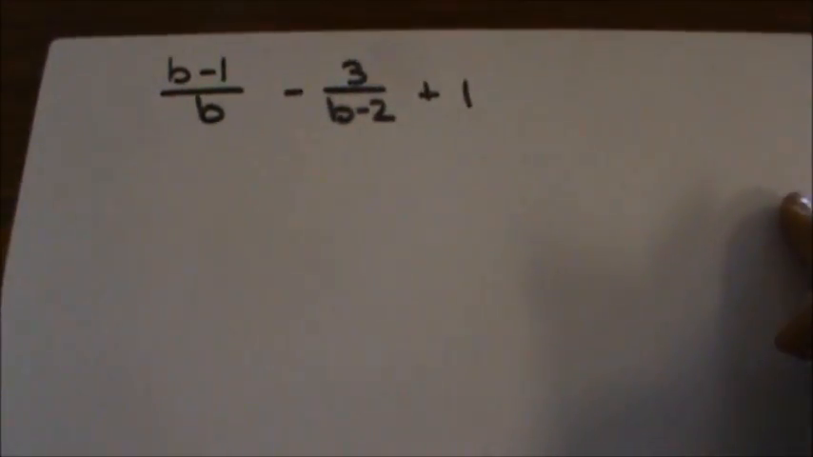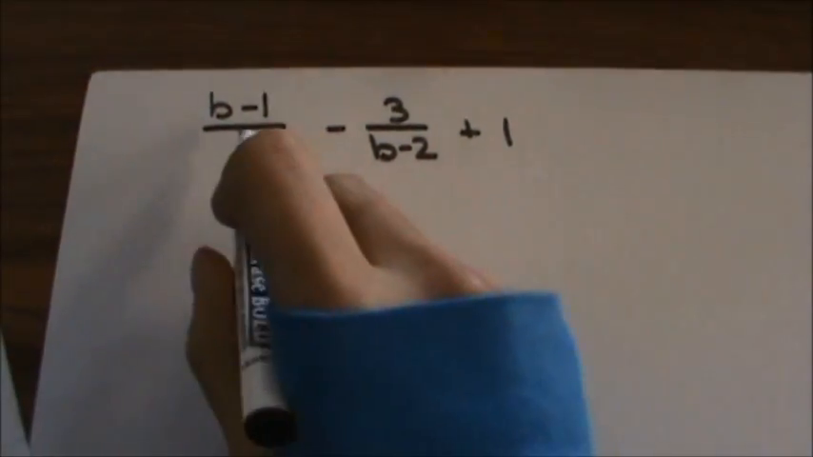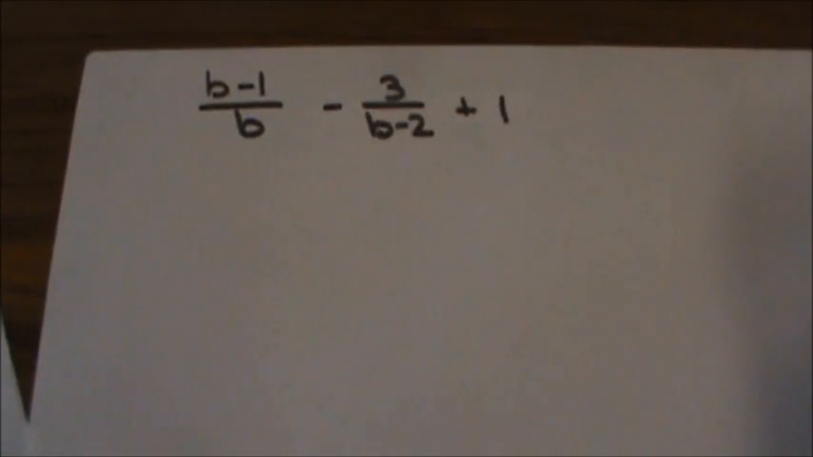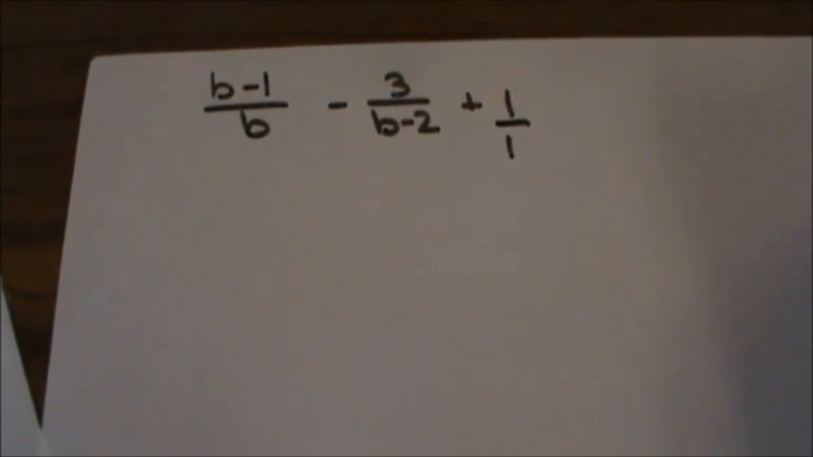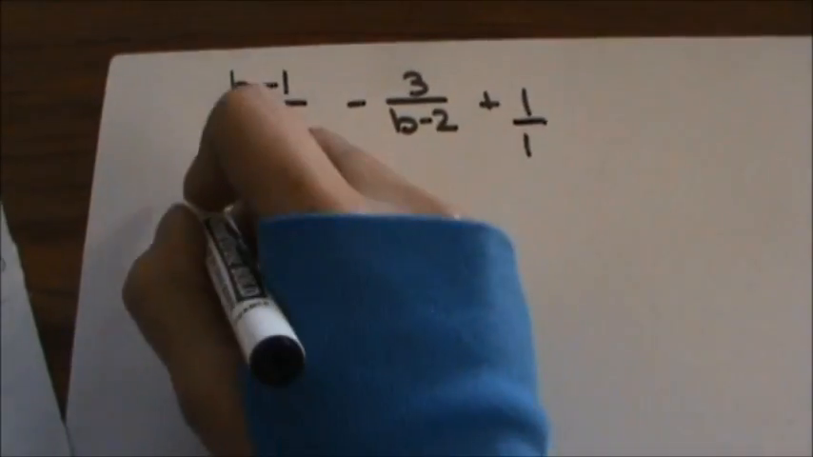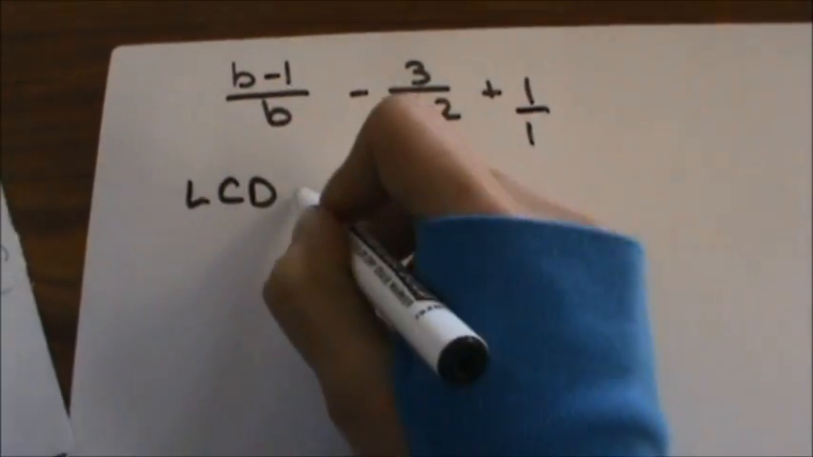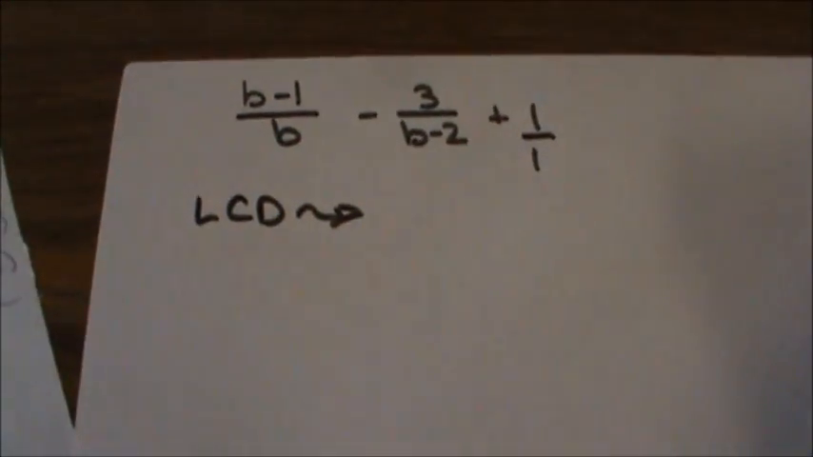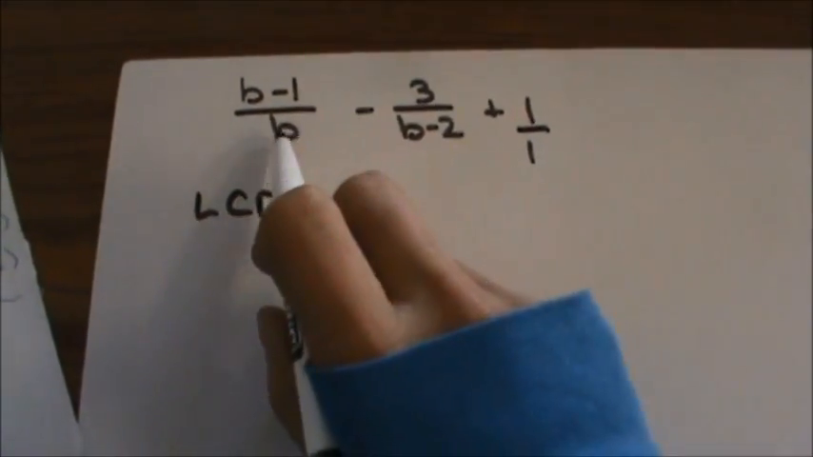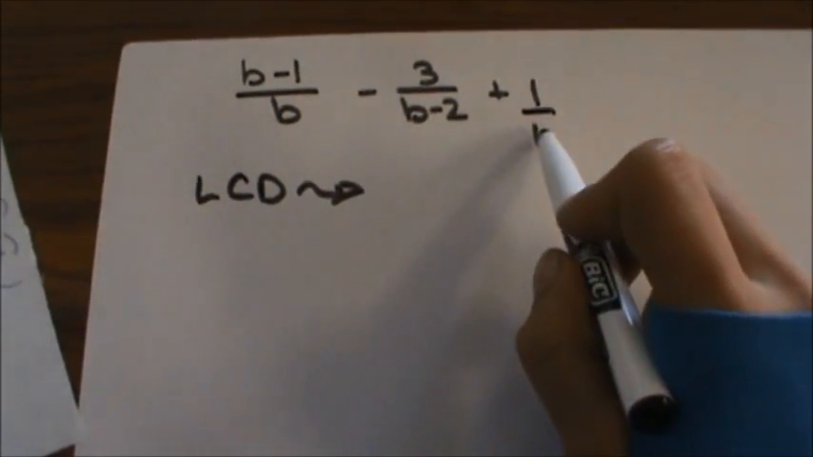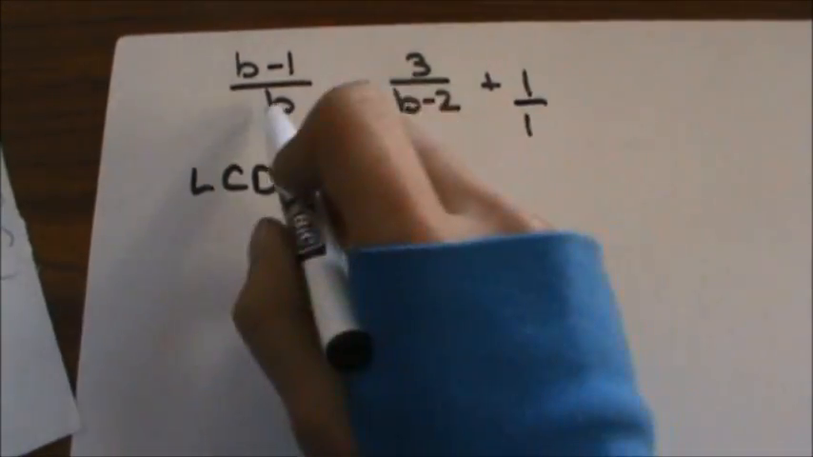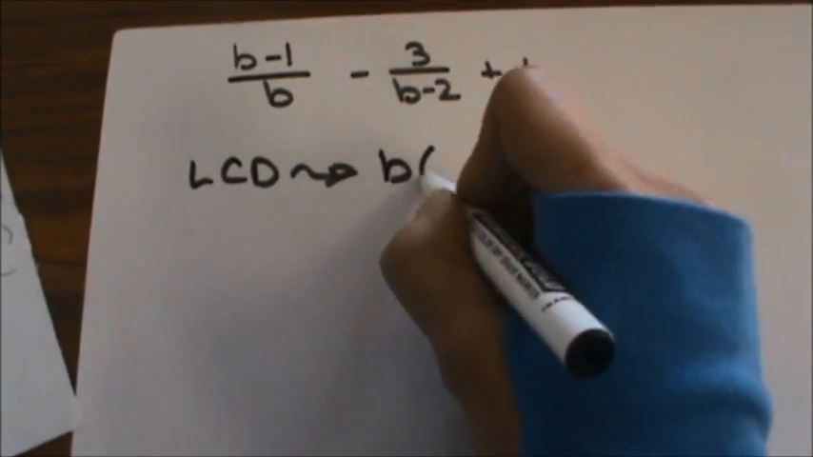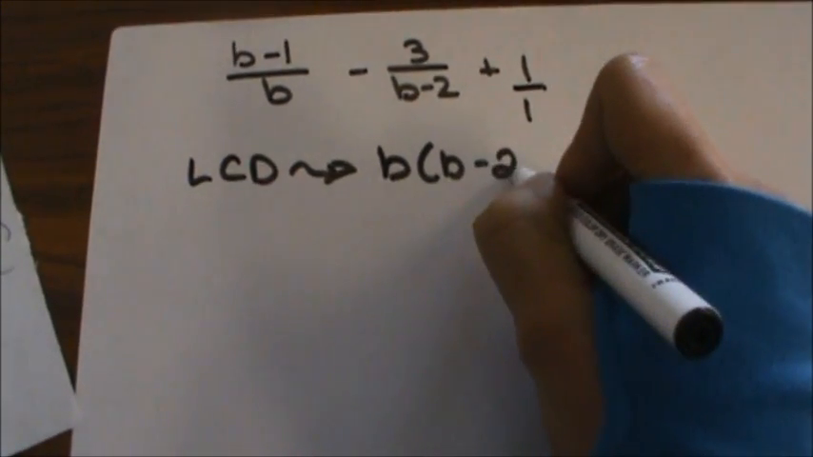Alright, let's continue on with our mixed expressions. Now I have 3 terms here. I need to make sure that all of them are written as fractions. And now I need to determine their LCD in order to simplify them into one fraction. Here I have a b, here's a b minus 2, and this one, since it's 1, is not really that important. But between these two, my LCD is b minus 2.